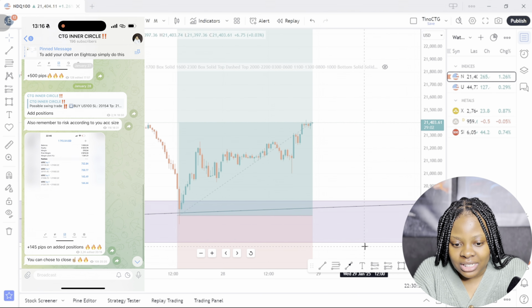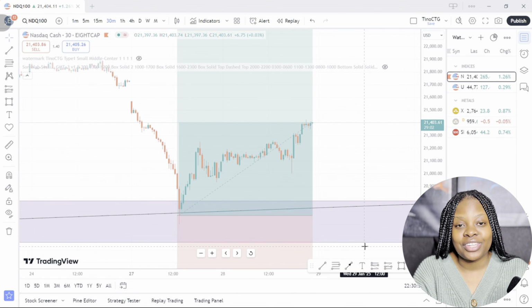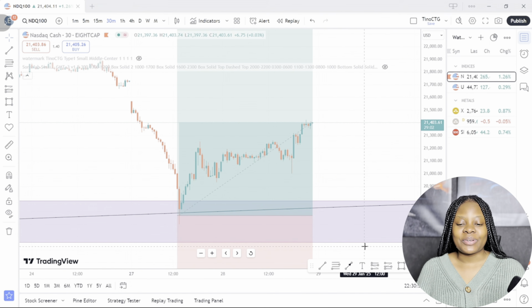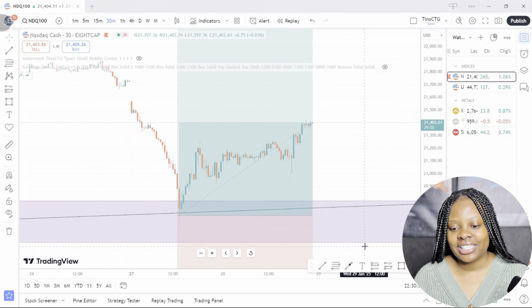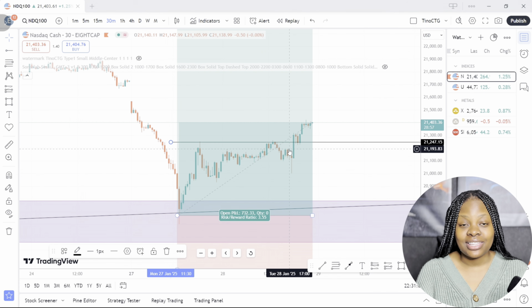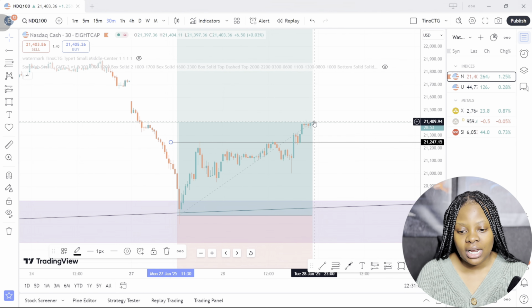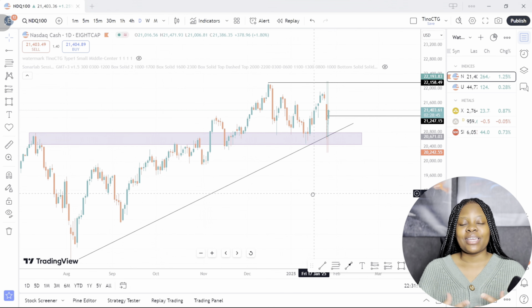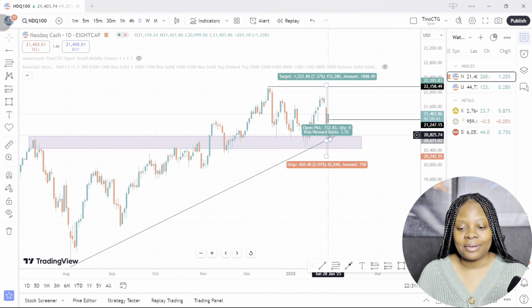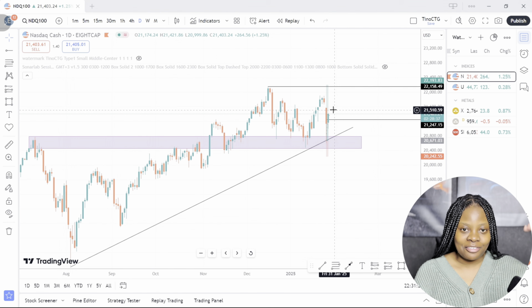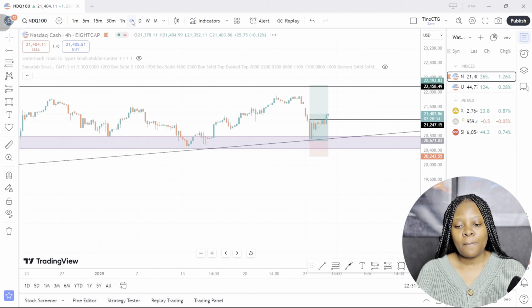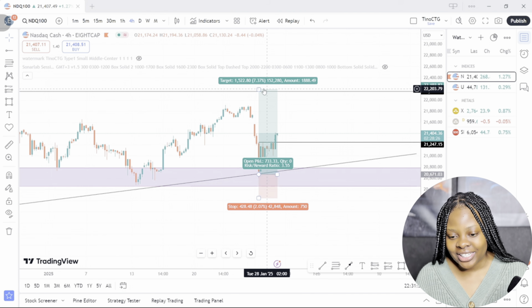Adding those extra positions has really paid off. This was yet another simple setup on the NASDAQ. You can see the market breaking out of this area, and I immediately jumped in as soon as I saw this breakout. If you know me, I actually really love trading breakouts, especially breakouts of a resistance when we're on an uptrend. That's one of my signature trades, right?